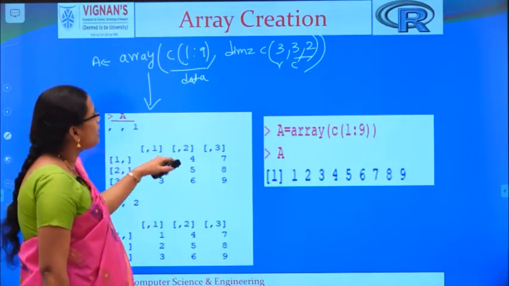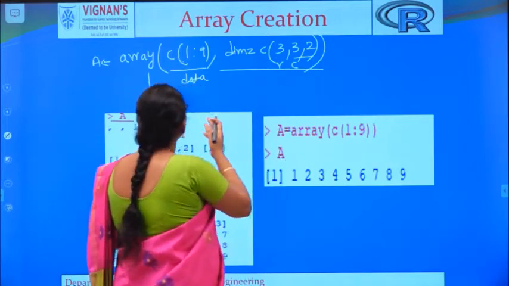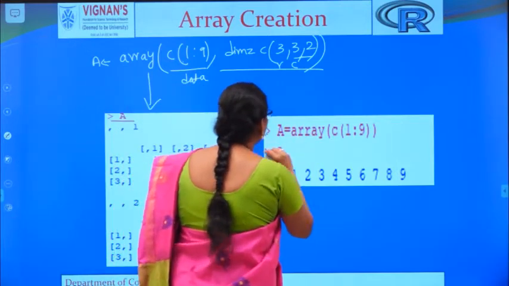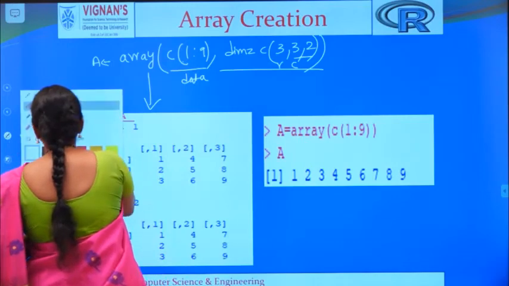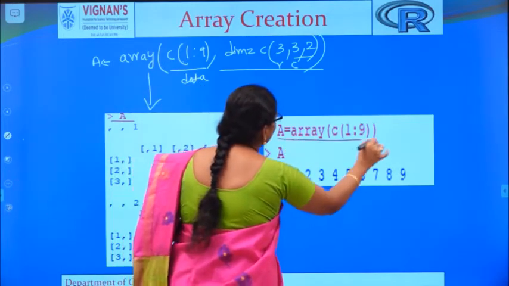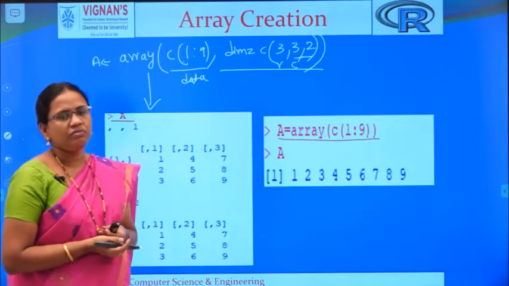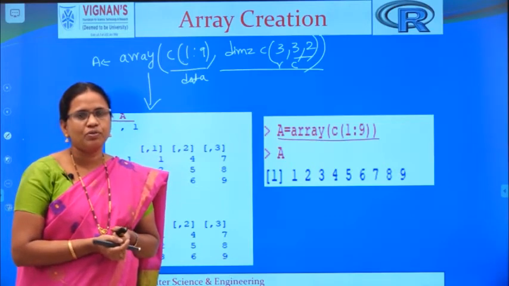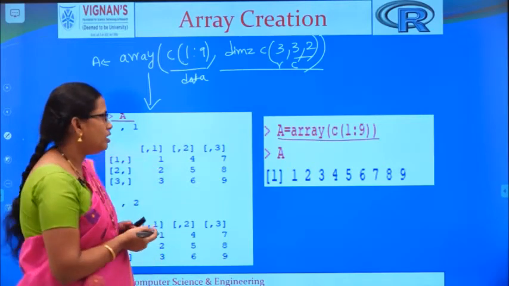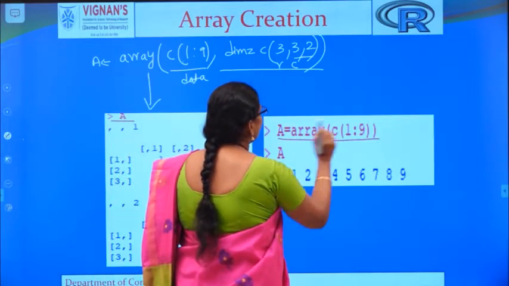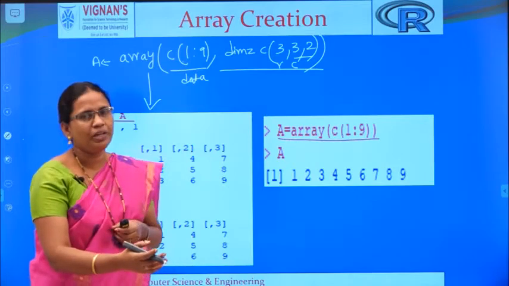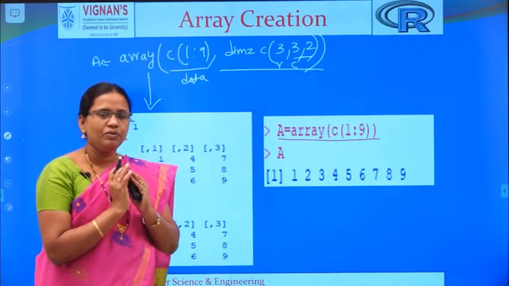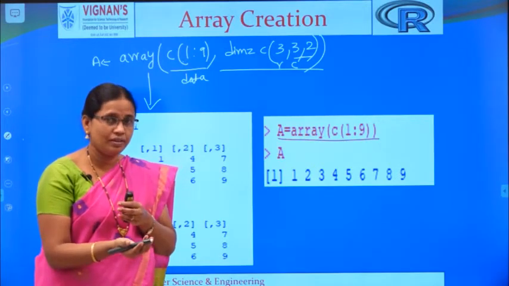Suppose you have not specified the dimensions and you specified only the input, in that case what is happening? If you give the statement like this, A is equal to array of c of 1 colon 9, we have given only the input, not specified the dimensions. In this case, it is printing simply a vector because you have not specified the dimensions. So we will get the array only when you specify the dimensions.